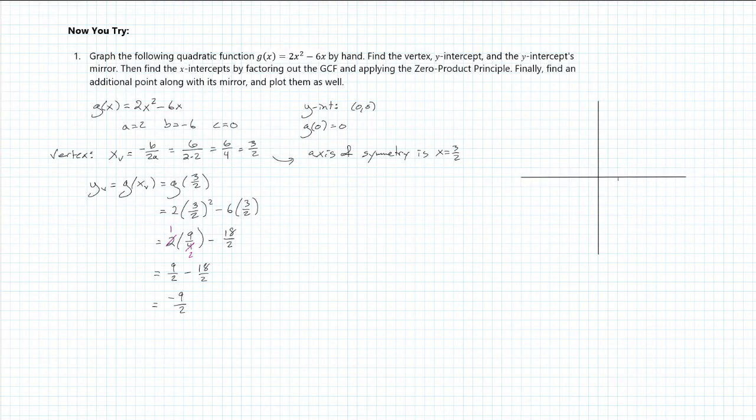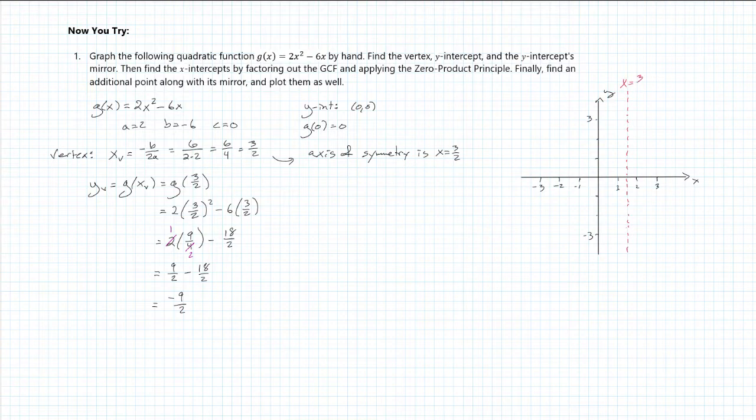Let's just go. Each grid line is 1/2. Seems to be simple enough for this. And then 2, 3 down here. 1, 2, 3 up here. Label my axes. Okay, cool. So x equals 3/2. That's going to be 1.5. So here is our axis of symmetry.